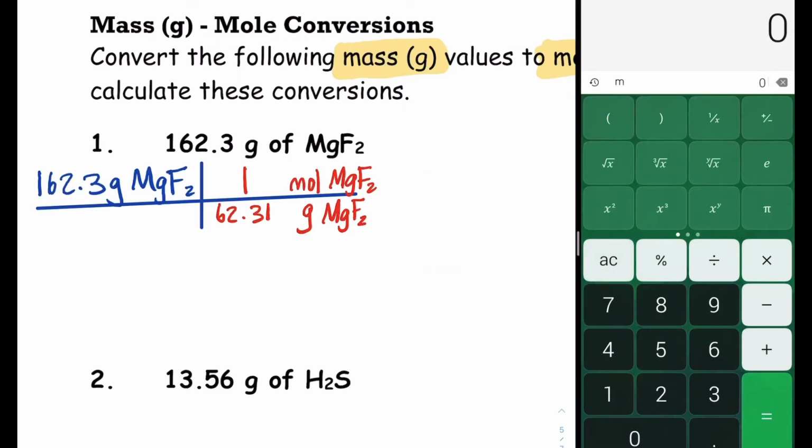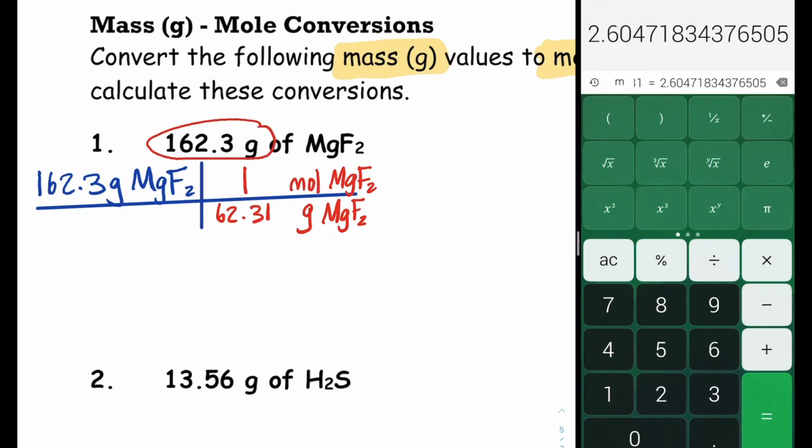In dimensional analysis, we're going to multiply the top, 162.3 times 1. It's the same thing. So we just simply divide 162.3 by 62.31. Remember to record your answer in significant digits. Since we're given 4 digits in our value to start with, we're going to round our calculator answer also to 4 digits. So the answer comes out to 2.605 moles of magnesium fluoride.